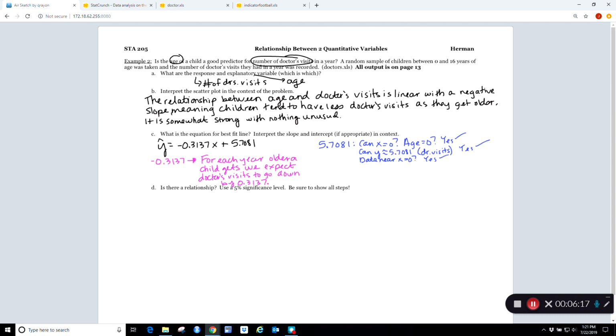So since I have yes for all of them, I can actually interpret this. So I can say, a child who is just born can expect to have basically between 5 and 6 doctor's visits. So that's what that intercept would be telling us.